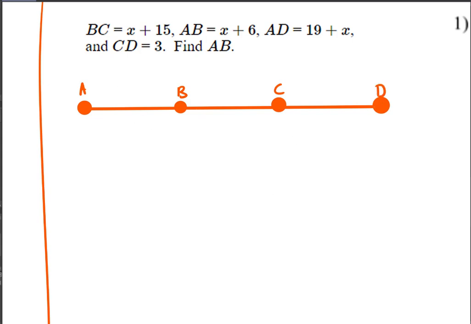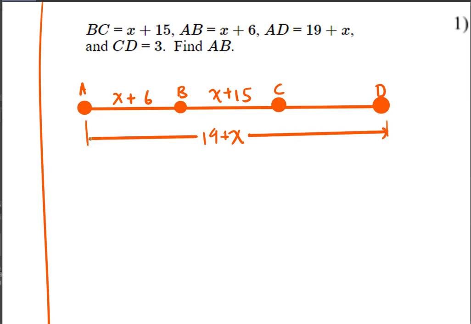So here we go. So let's start with BC. It says BC is equal to x plus 15. That's beautiful. AB is equal to x plus 6. Also beautiful. I like that. AD, the entire amount, they said, is equal to 19 plus x. I'm going to put that here, 19 plus x, and that distance goes all the way to here, and it goes all the way to here. And finally, CD is equal to 3.